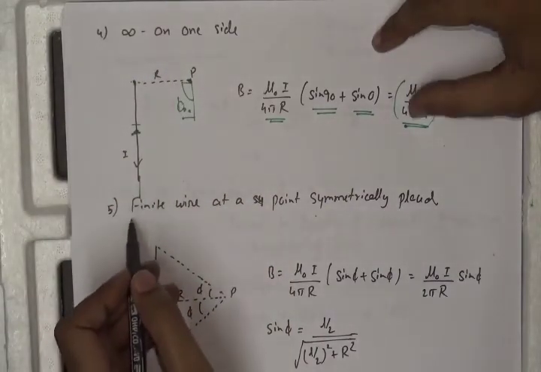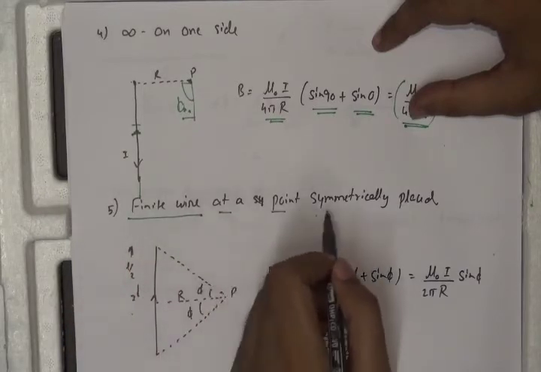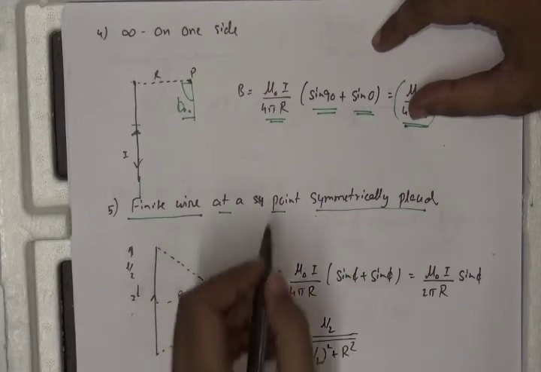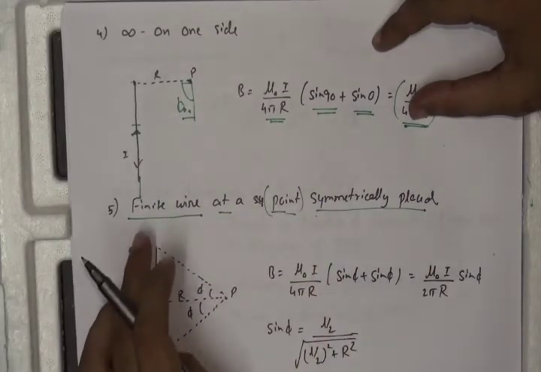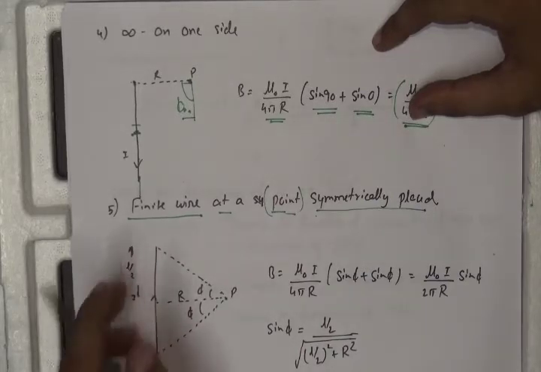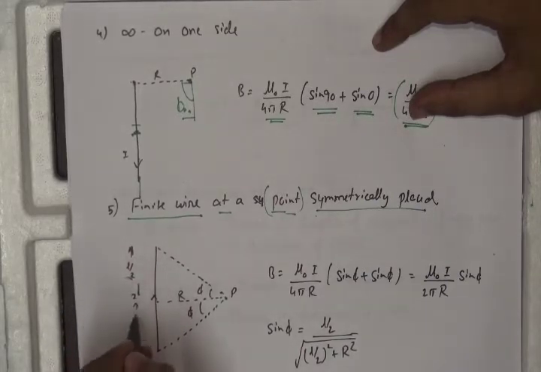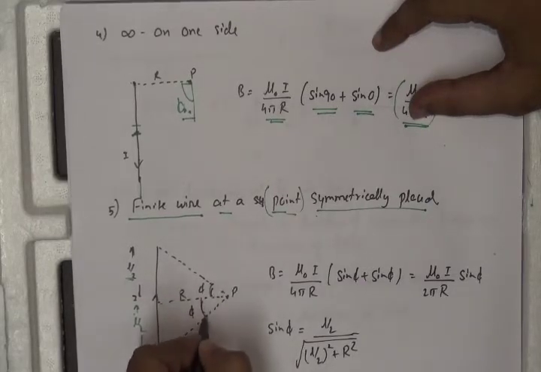So we will discuss one more case. This is again a finite wire with a point symmetrically placed. The point P is symmetrically placed, that means in between the two wires at this point, so that this length is equal to this length. Let us say this length is equal to L by 2, this length will also be equal to L by 2, and this distance is r. This angle will be phi, this angle will be phi.